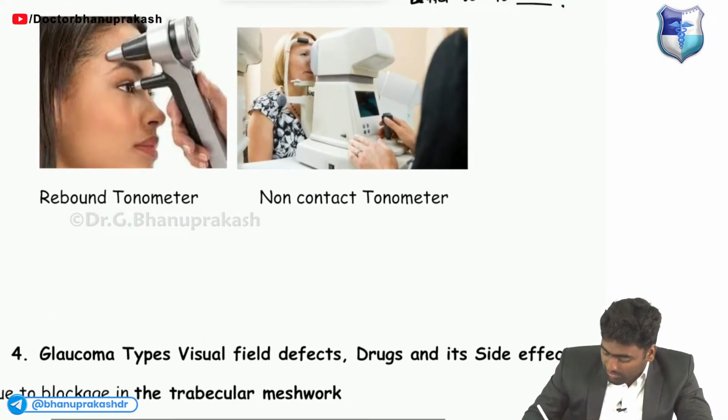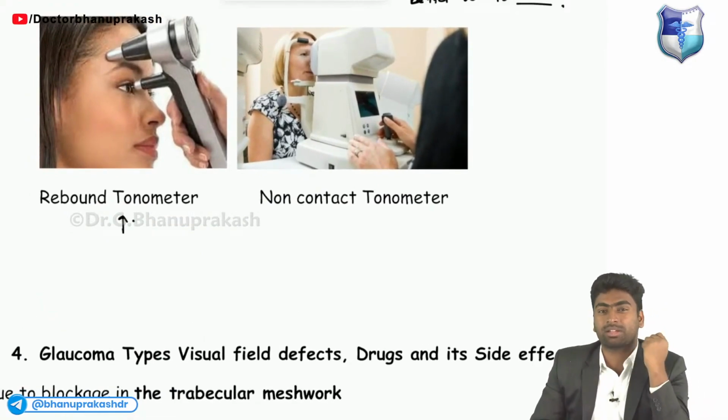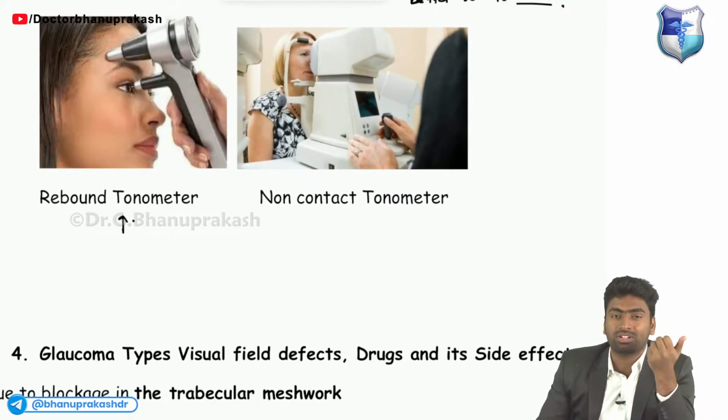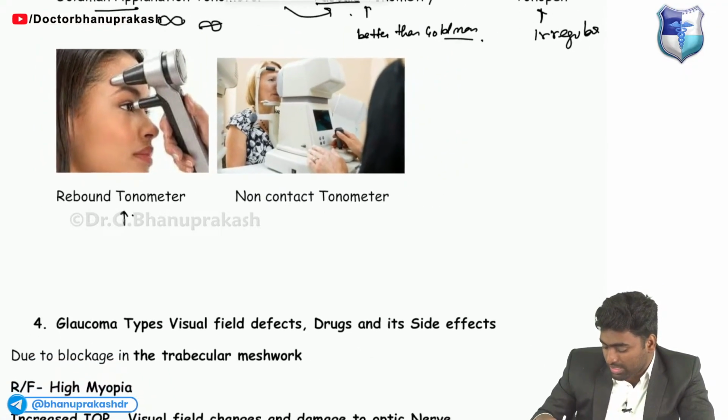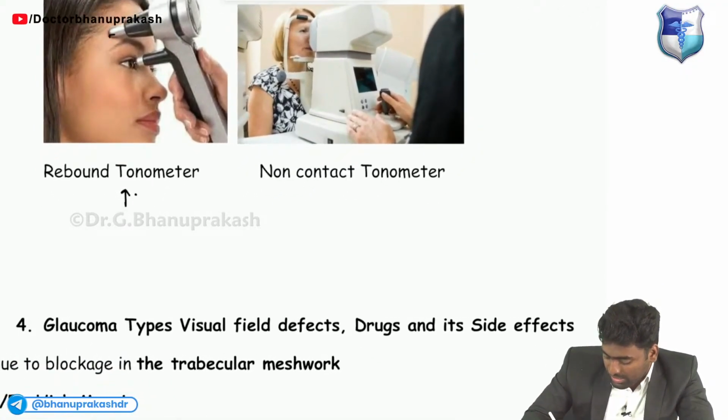Whereas we'll use one more thing, which is known as the rebound tonometer. For example, someone having glaucoma wants to test it by himself or herself. So in such a scenario, we'll use rebound tonometry. Rebound tonometry is for self-use.